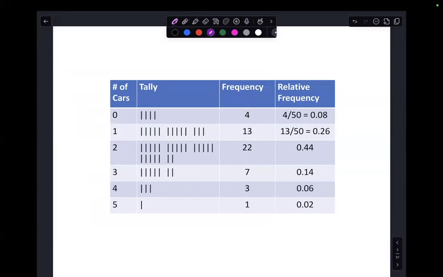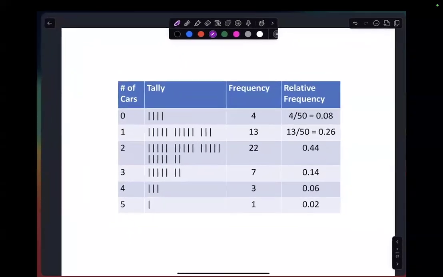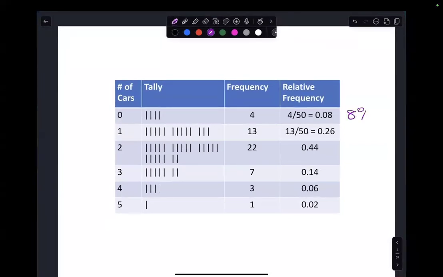Then relative frequency. For relative frequency, you take the frequency, then you divide it by the total number of data values. Ours was a sample of 50. So for 0 cars, we did 4 divided by 50. We got 0.08, which is also 8%. I don't care how you write it. My Open Math cares how you write it. I don't care how you write it, but this is what it is.